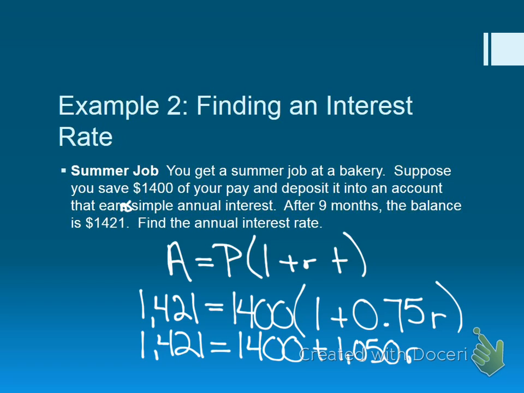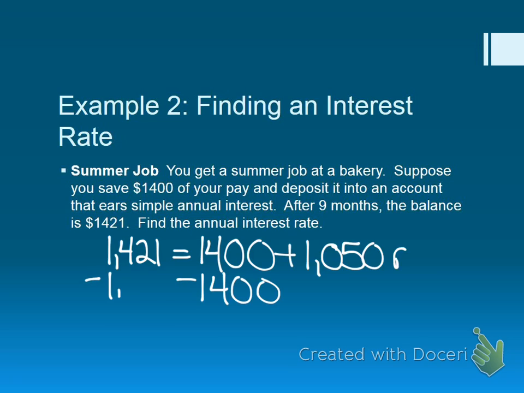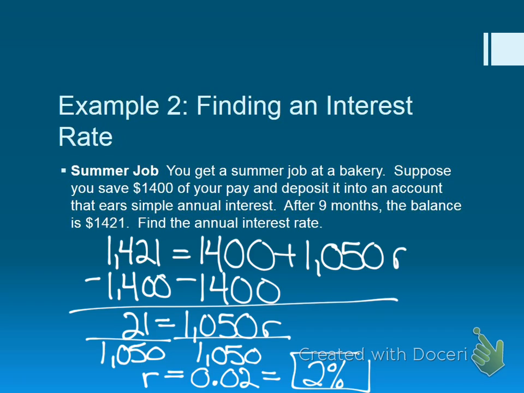Now that I have a two-step equation, is everybody written down to this point? I'm just rewriting my equation. What do I do to both sides? Subtract what? 1,400. Rewrite my equation. Now what do I do to both sides? Divide by what? 1,050. But now, is that a rate? 0.02? What do I have to do to it? And now I'm done.